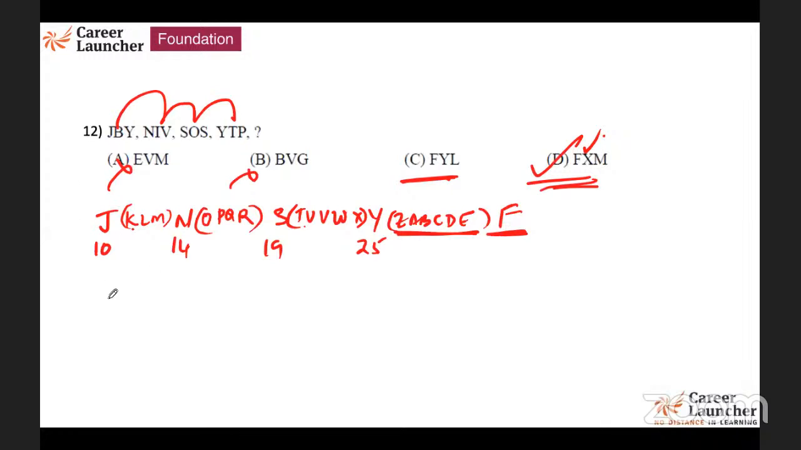Once again, if you look at it, B is what? 2. I is what? 9. O is what? 15. T is what? 20. Look at this.